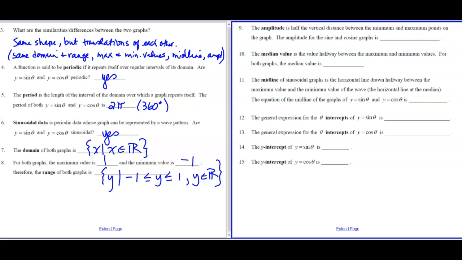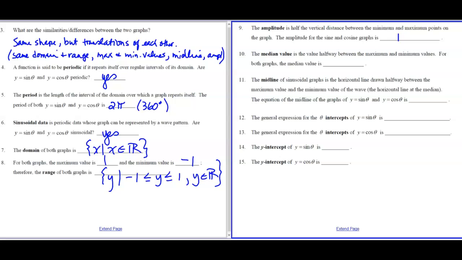The amplitude is half the vertical distance between the minimum and maximum points. Okay, the amplitude for the sine and cosine graphs is just 1 for these base graphs. So if I'm looking at a graph, I just draw the midline and I look at that distance from the max to the midline. Or, as it says here, it's half of the max minus the min. You want a formula, but that's up to you.